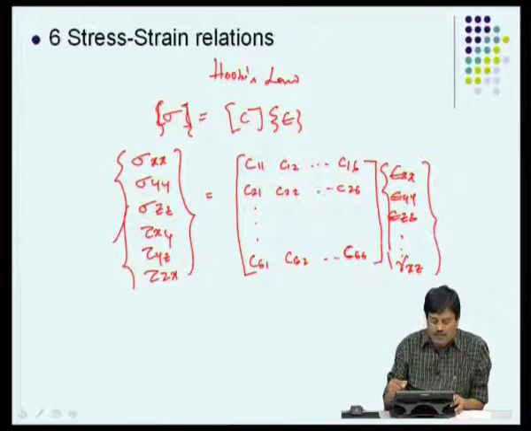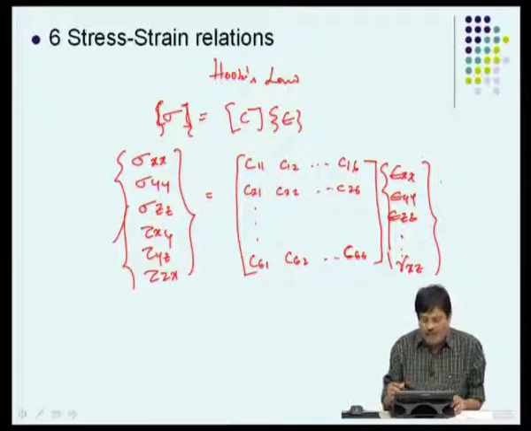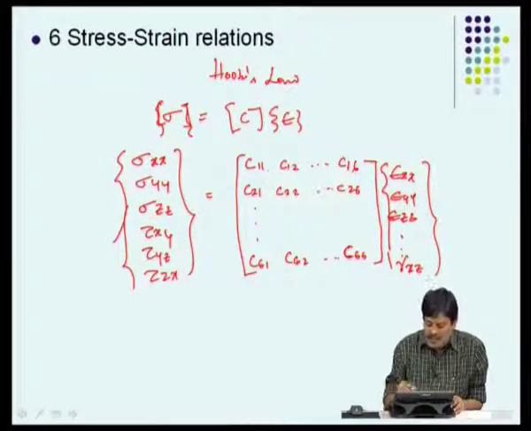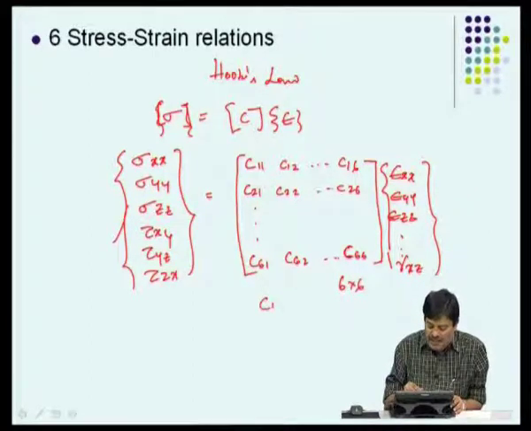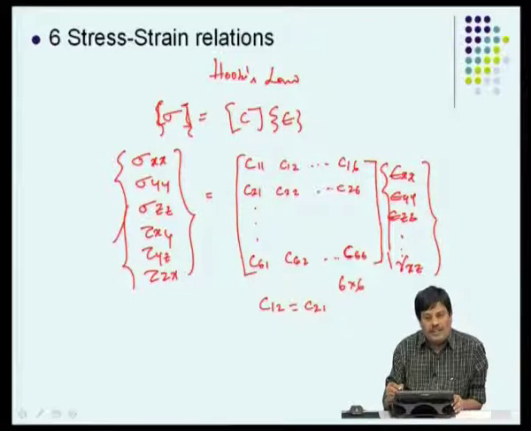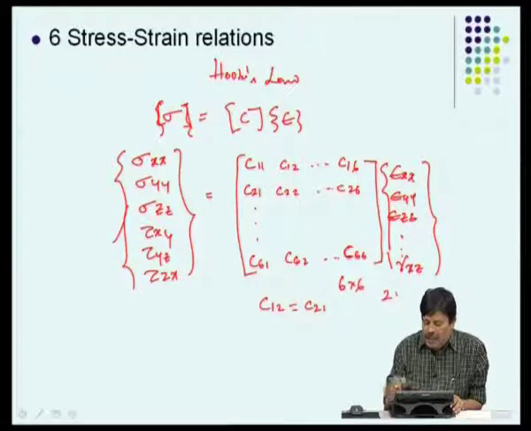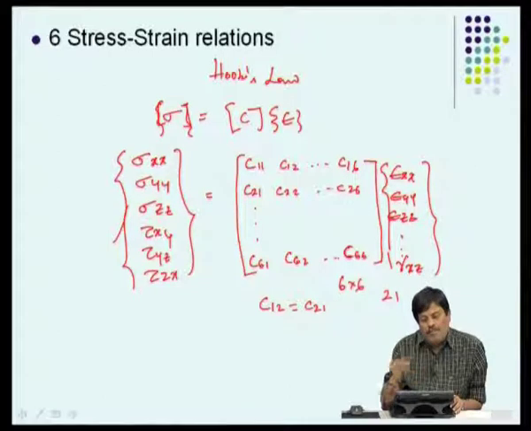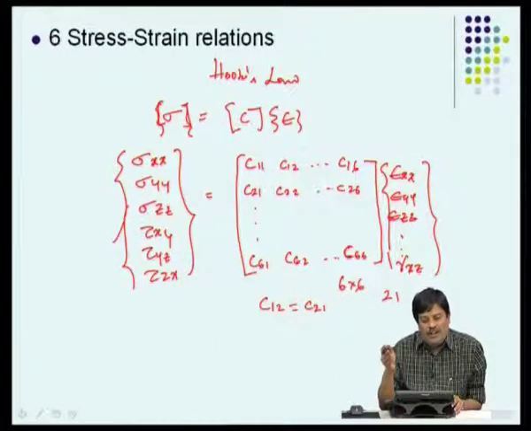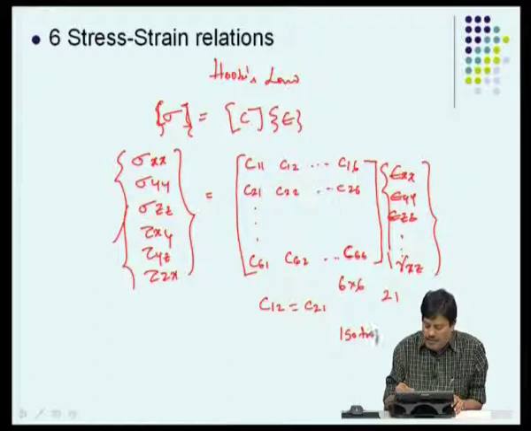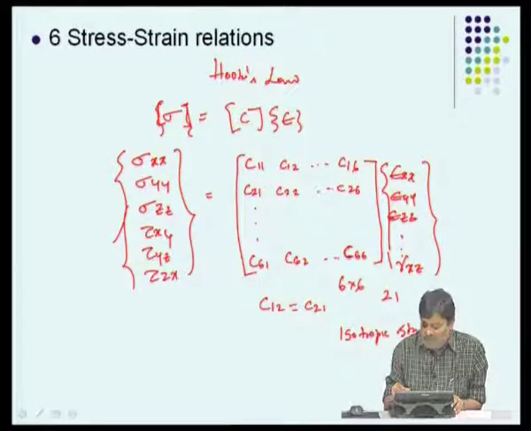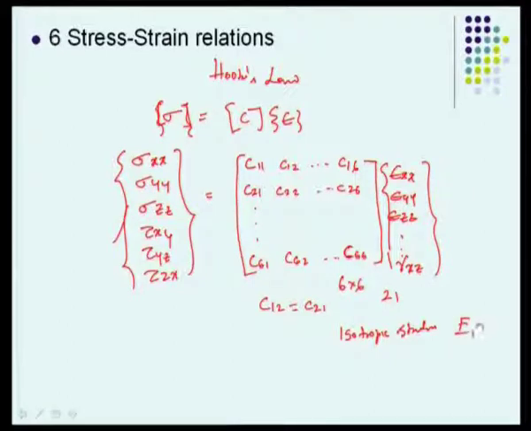So, there are 6 equations here, and C is a 6 by 6 matrix, and in this matrix we always have C12 equal to C21. So, it is symmetric, and there are only 21 independent constants. By taking different planes of symmetry, we can reduce it to only 2 constants in the case of isotropic structures, which are basically the Young's modulus and Poisson's ratio. Nu is the Poisson's ratio.